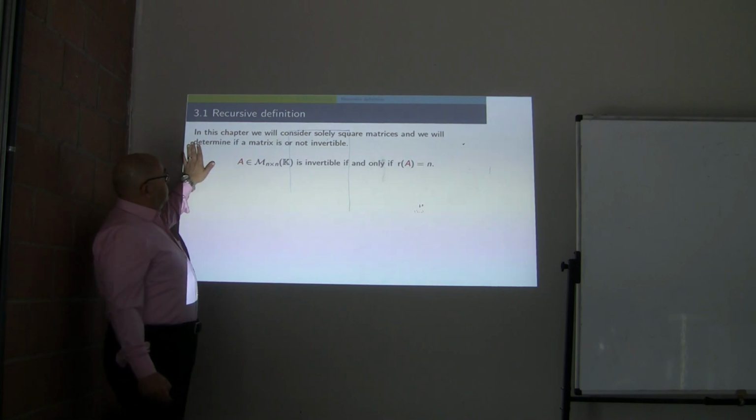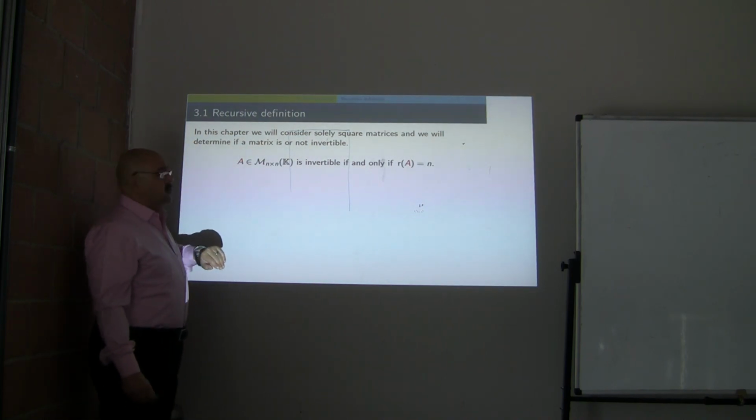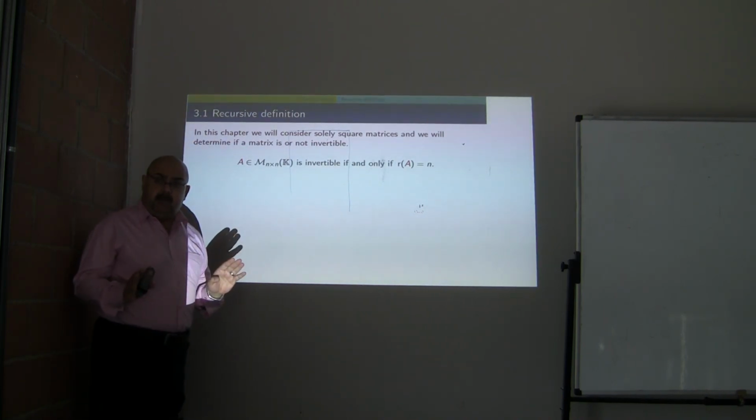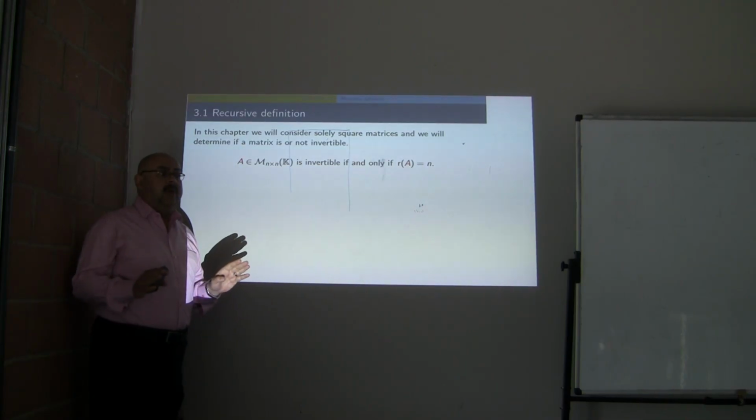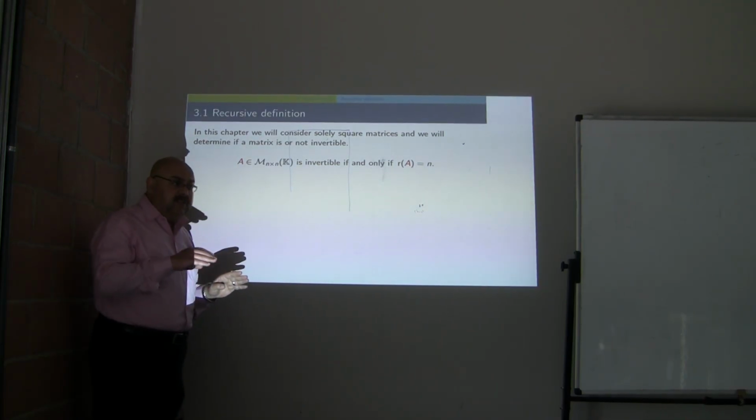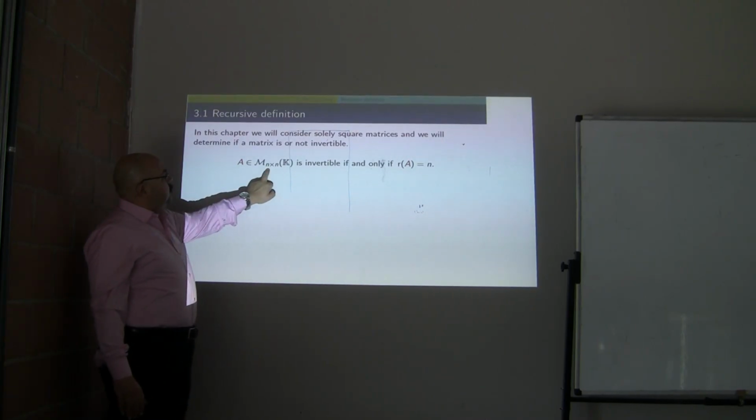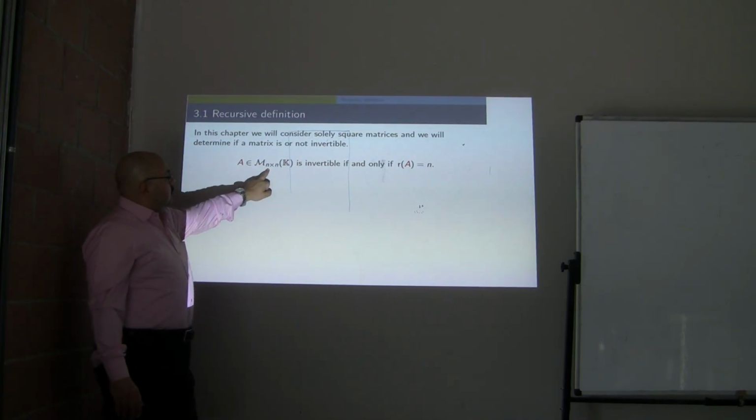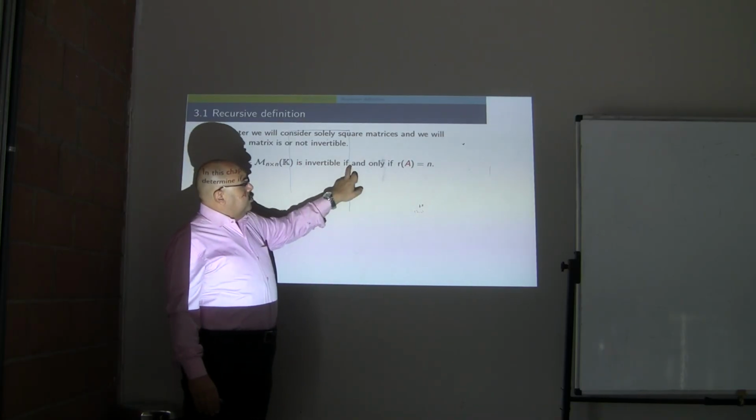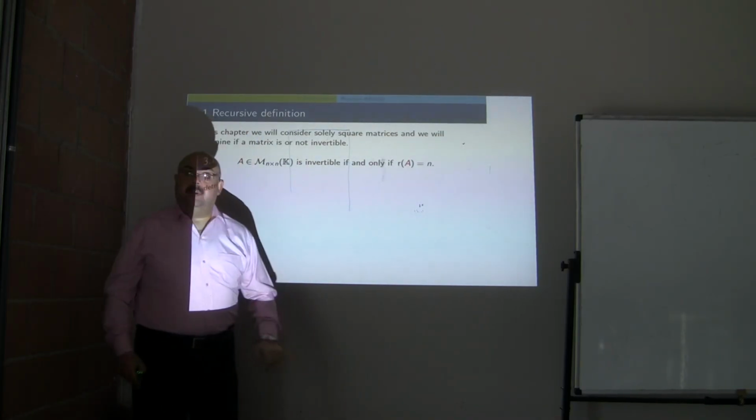So we will start in this chapter solely with square matrices. We will talk in specific about square matrices. All of you now know the square matrix is the matrix with number of rows equal to the number of columns. So A belongs to square matrices of order M. It is invertible if and only if the rank of A is equal to M.